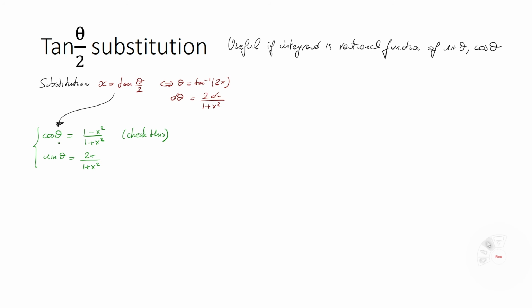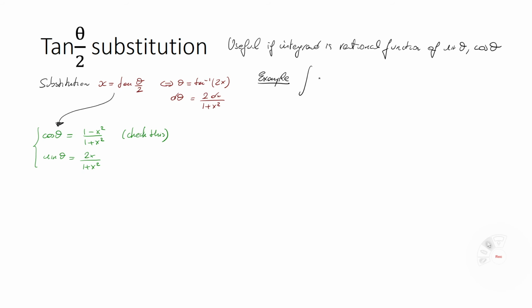And these formulas are also why we care about this substitution in the first place. You can see if you have something as a complicated function of cosine and sine, what you can do is substitute something that's a rational function in x, and hopefully you then get a simpler integral. So let's see how this works on an example.